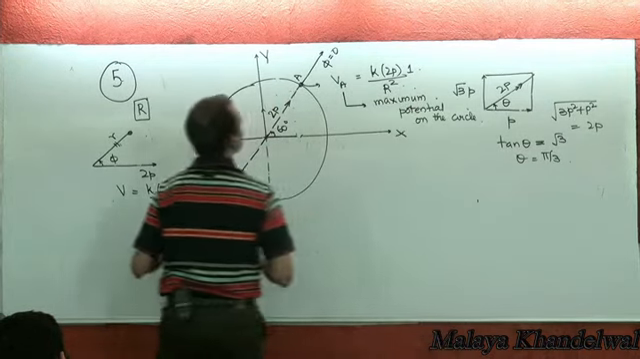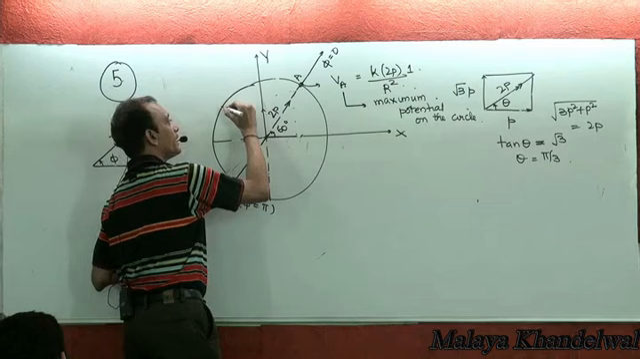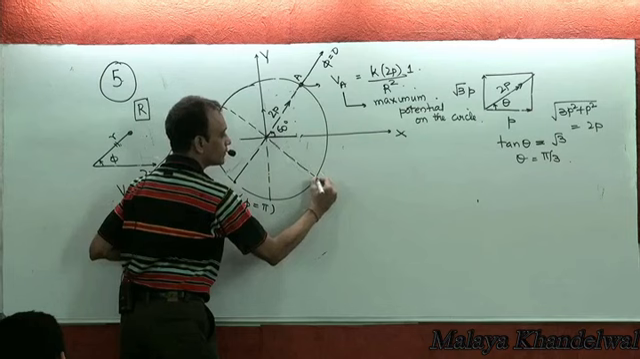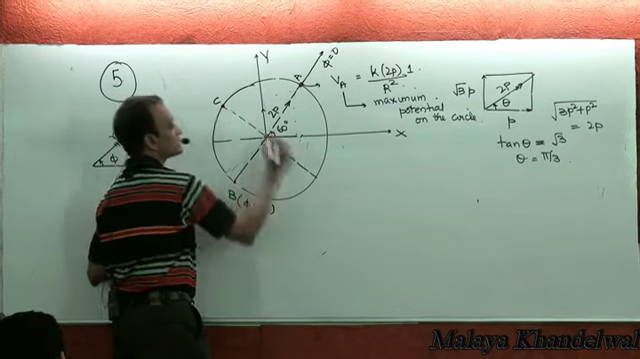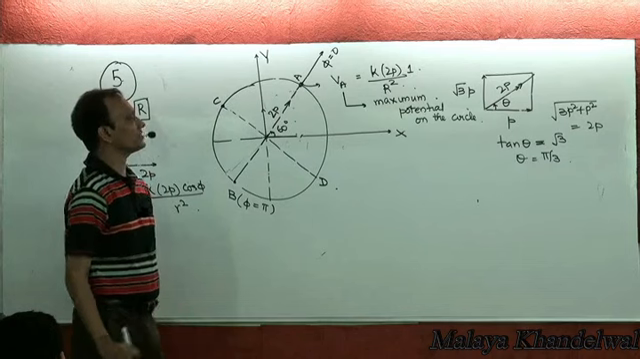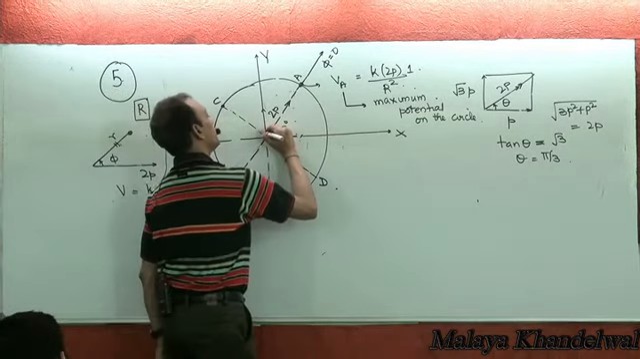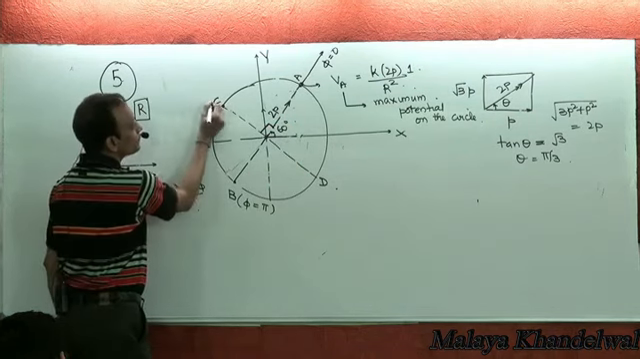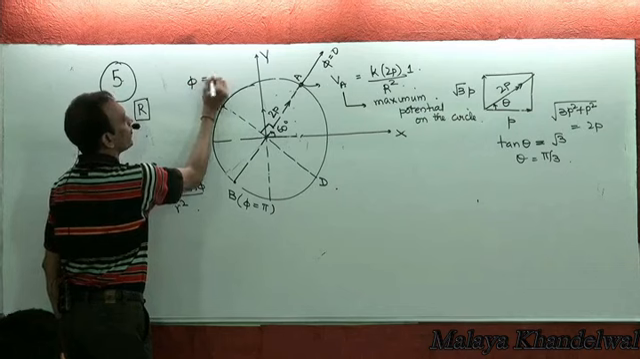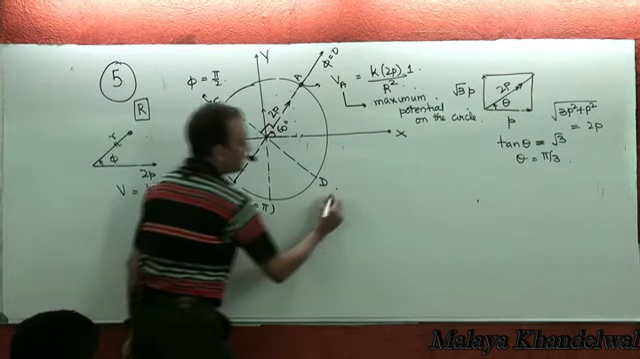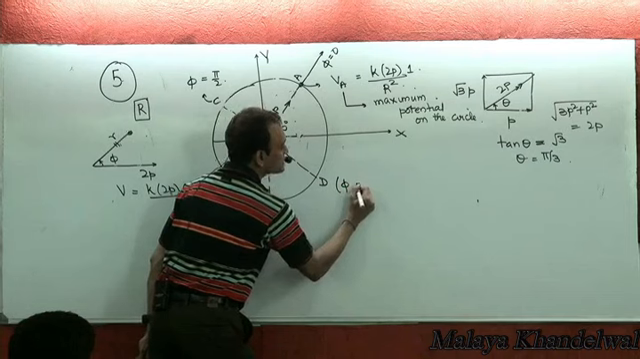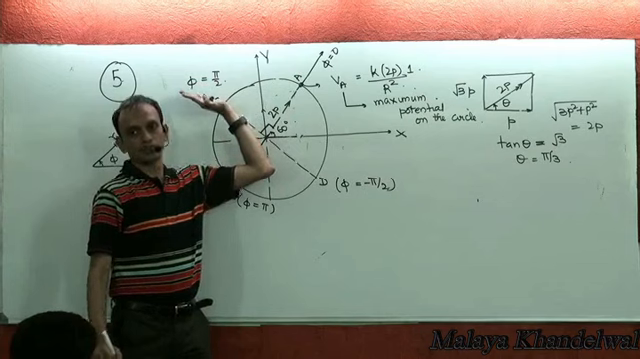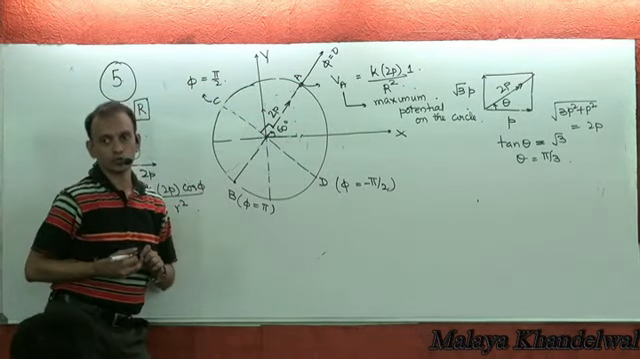Now, let me look at a diameter perpendicular to the 0 phi line. A, B, let me say these are C and D. These points C and D are perpendicular to this, say. So C would be about phi equal to pi by 2 and D would be about phi equal to minus pi by 2. Yes or no? This is plus pi by 2 and this would be minus pi by 2. Right?